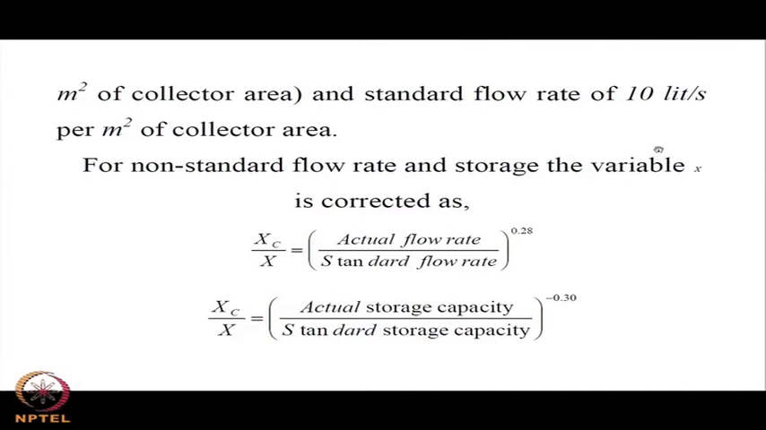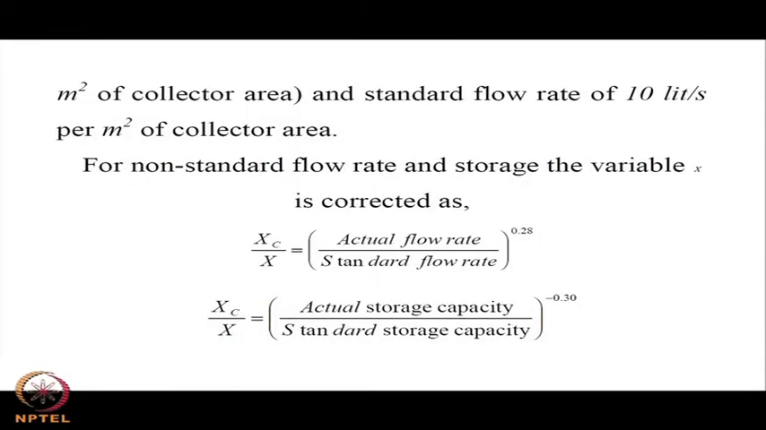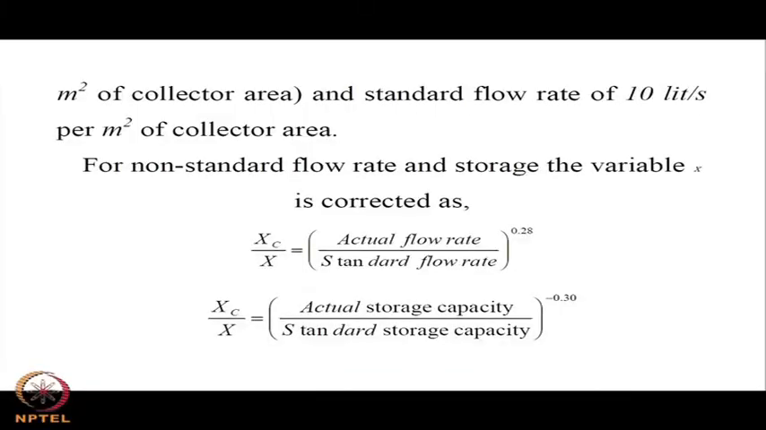So, these are the correlations for the air based solar heating system, which can be expected to deliver energy at or about 20 degree C. For an air based system, it will supply domestic hot water or space heating, and a combined domestic hot water system including space heating. The corrections for non-standard flow rate and non-standard storage have been given. Simply, the coordinate Xc is the corrected value if X is the one for the standard storage. This is how you modify.